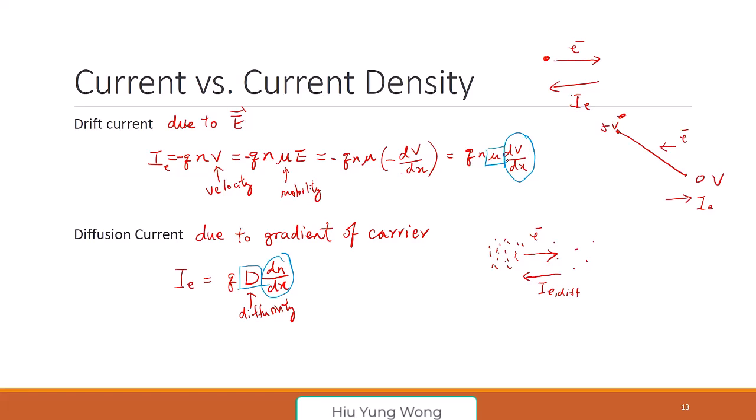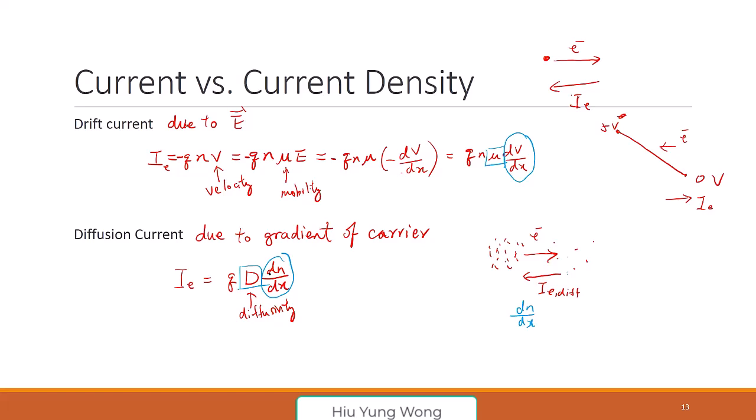Let's see if this equation is correct. I have a higher density here, so electrons will go to the right. Then the current will go to the left. But what is the gradient? Gradient is reducing, right? So this is negative. So that is correct, because the current is pointing to the left, which is negative, right? So that's how you get the electron current.